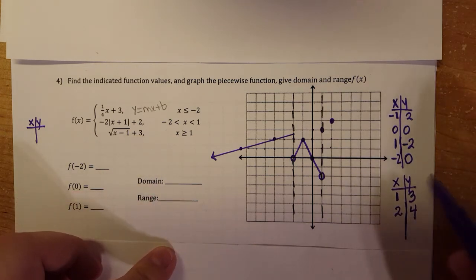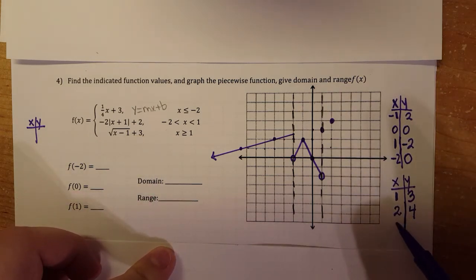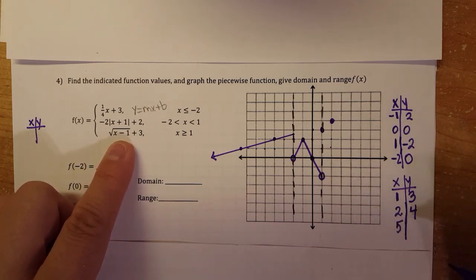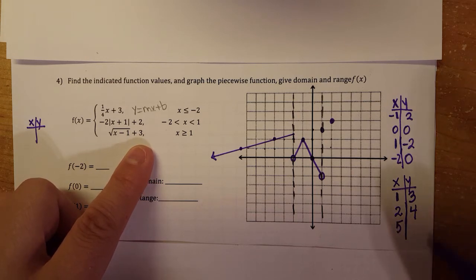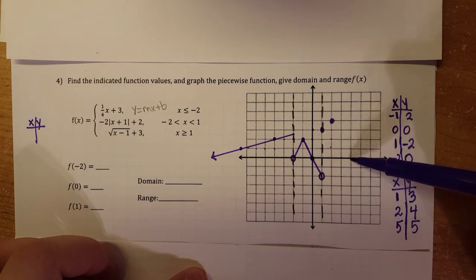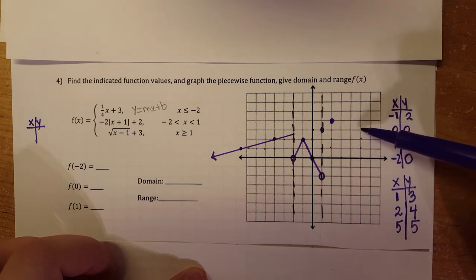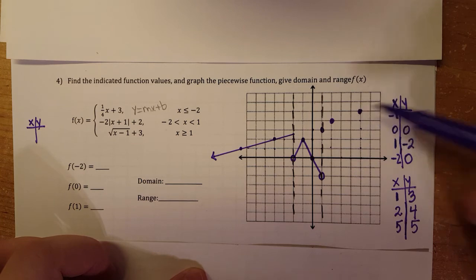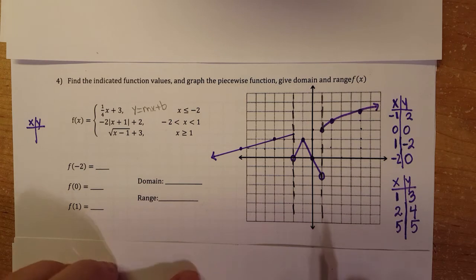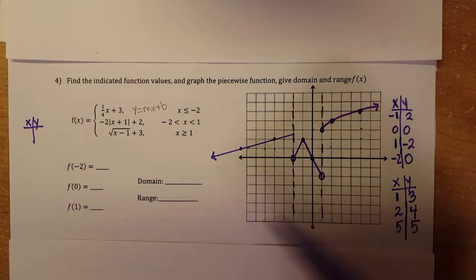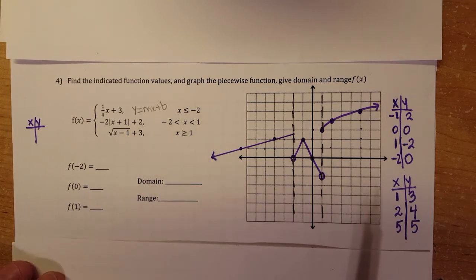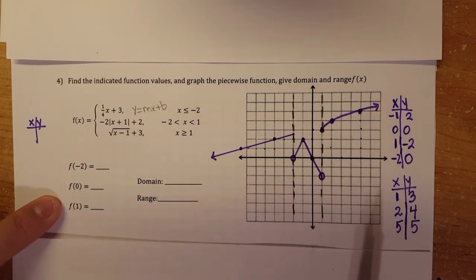And then one more point, let's see, 5. Let's pick 5, because 5 minus 1 is 4. Square root of 4 is 2. 2 plus 3 is 5. So 2, 3, 4, 5, up 5, 1, 2, 3, 4, 5. Let's curve this nicely, and we know it's going to go in this direction. All right, so we are done graphing it. It all falls into the intervals that was given to us. Now we're going to go ahead and answer the questions right below it.